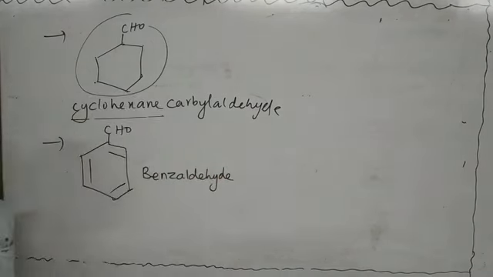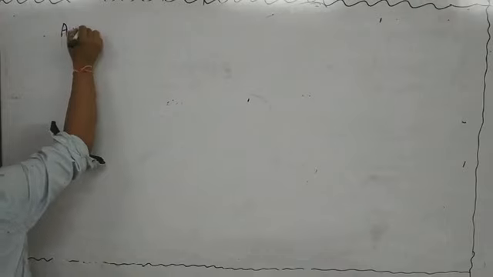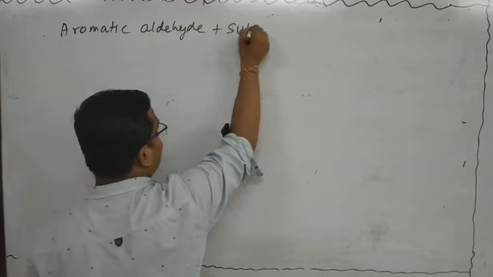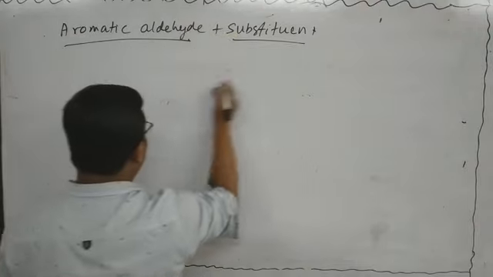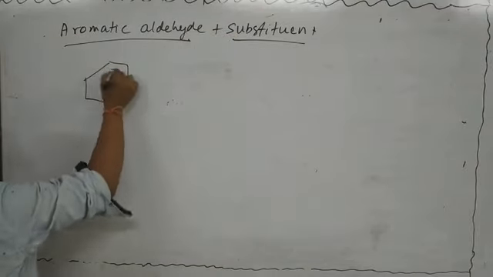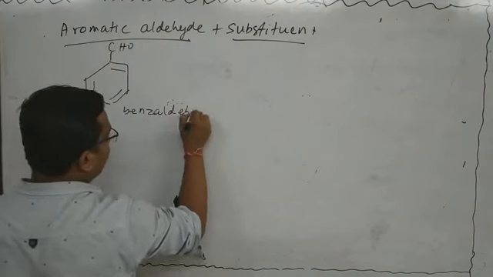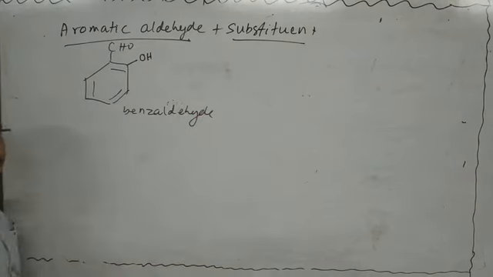Let me discuss the other point. Suppose a compound is aromatic, that means we think about the aromatic aldehyde with substituent. Suppose an organic compound is like this, an aromatic aldehyde with substituent. Take an example. This is benzaldehyde. Suppose a substituent is present here.